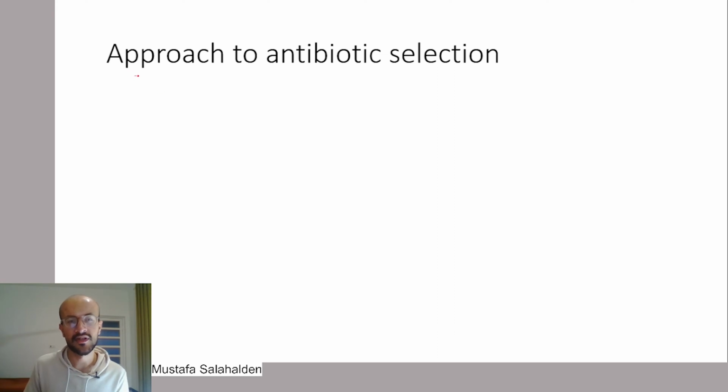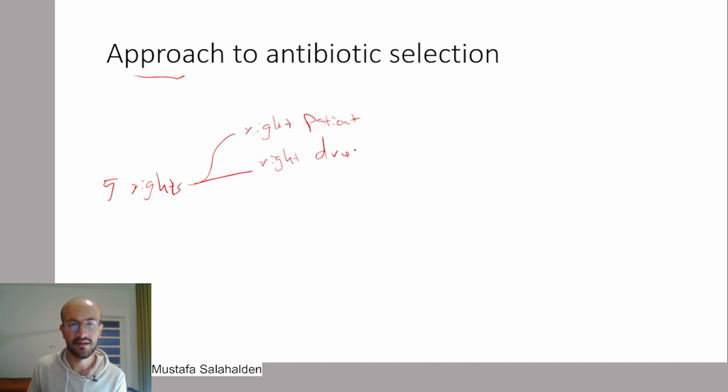So how to approach antibiotic selection, or what is the approach to antibiotic selection? We are going to follow the 5 rights, which is a system or method that applies to every drug, but we are going to make a version for the antibiotics. So the 5 rights: right patient, right drug, right route, right dose, and right duration.